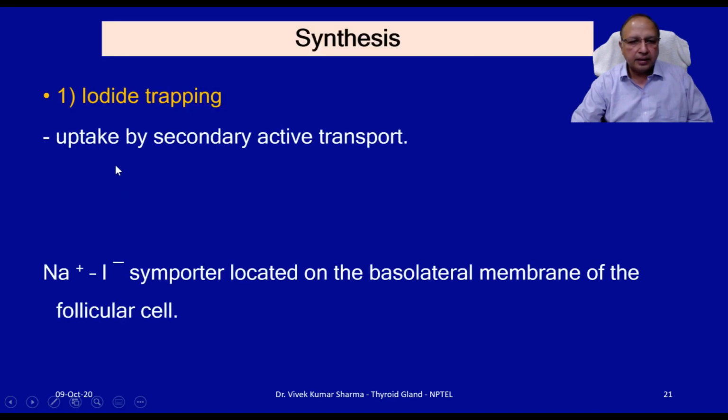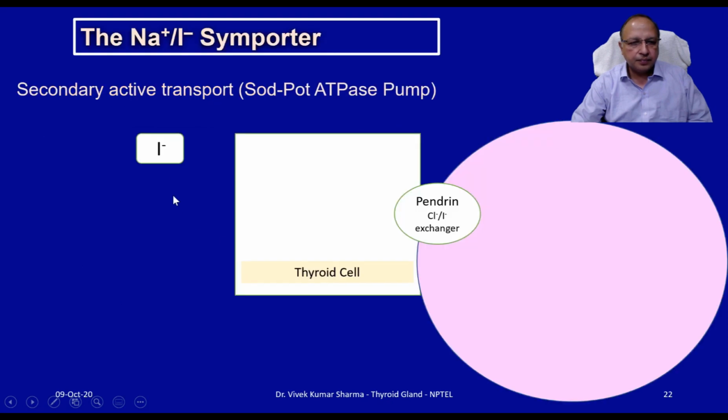How does it occur? It occurs by secondary active transport, and primarily it is being done by the sodium iodide symporter that is located on the basolateral membrane of the follicular cell. So iodide comes from the circulation and then it comes into the thyroid cell.